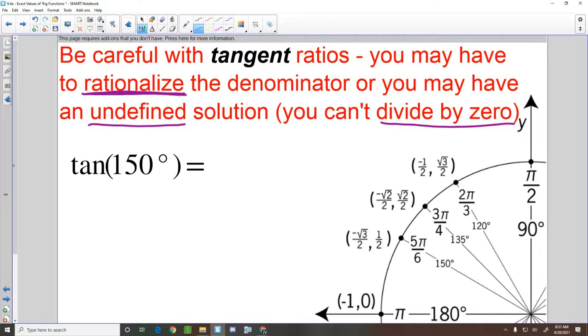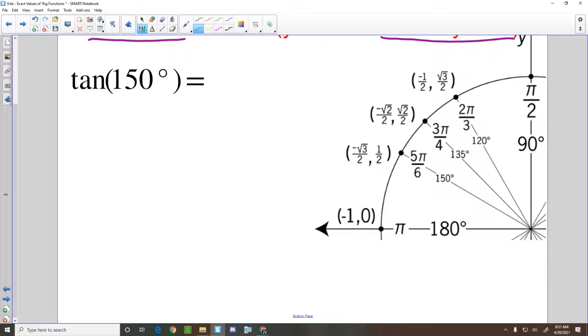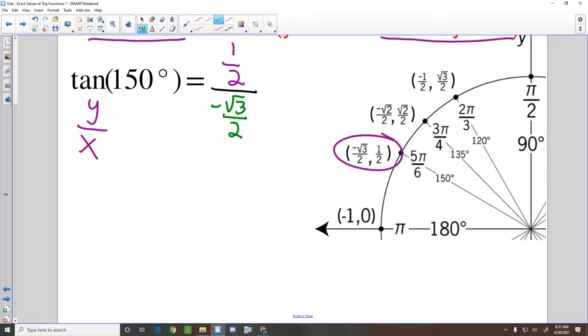In this case, I'm asking for the tangent of 150 degrees. Recall that tangent is the y-coordinate divided by the x-coordinate. So let's go to 150 degrees on our unit circle and look at the coordinate, which is right here. I've got these two values, and tangent is the y-coordinate. So take the second number, which is 1/2, and we're dividing it by the x-coordinate, which is negative square root of 3 over 2. I even color-coded it for you. It's the y-coordinate divided by the x-coordinate.